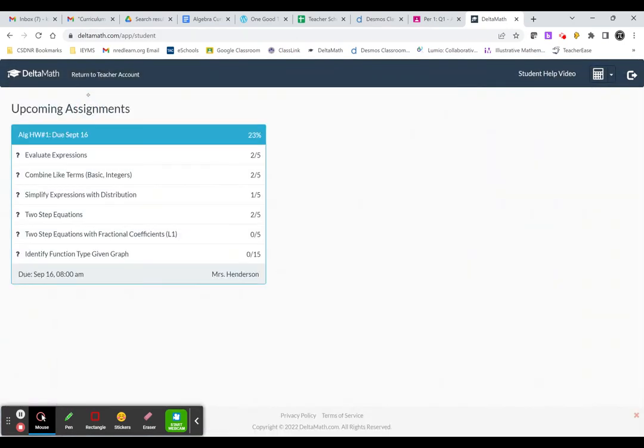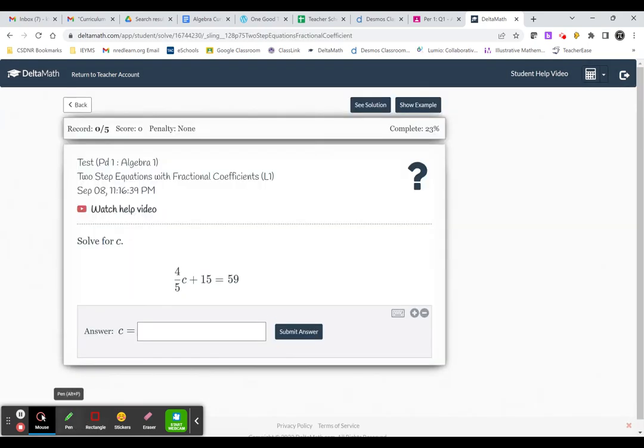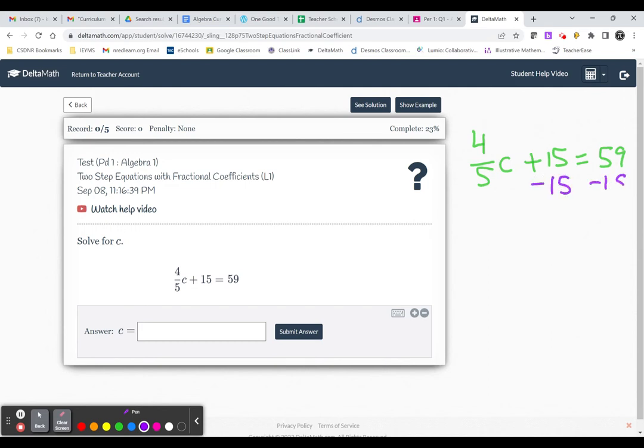There you go. Two-step equations with fractional coefficients. So same process, except for our last step, we're going to do two things at the same time. First step is always to get rid of your constant. This 15 here with no variable, that's a constant. So the opposite of adding is subtracting.